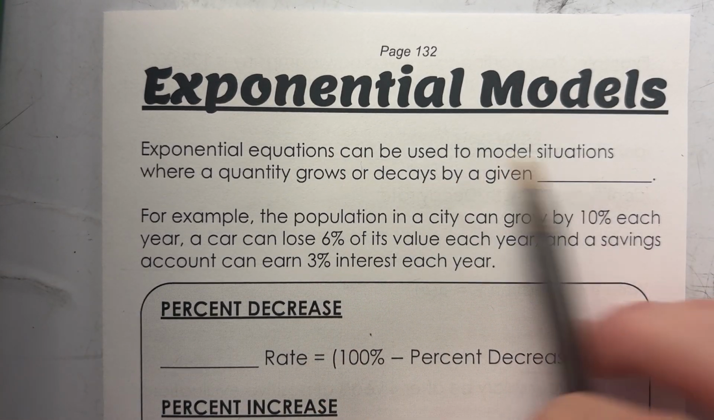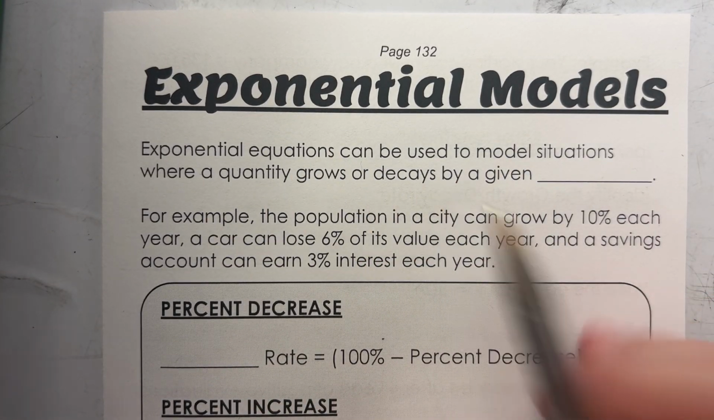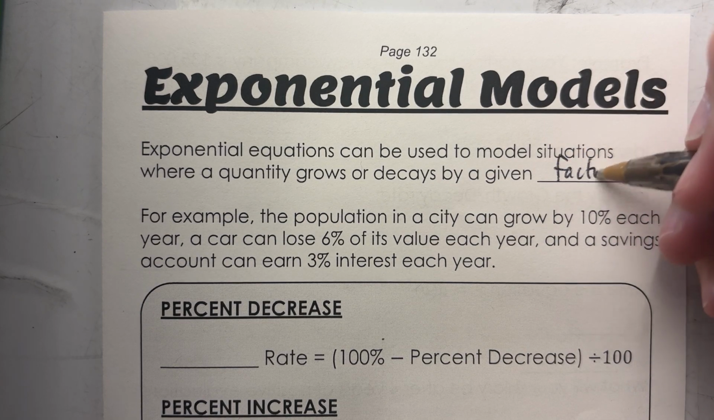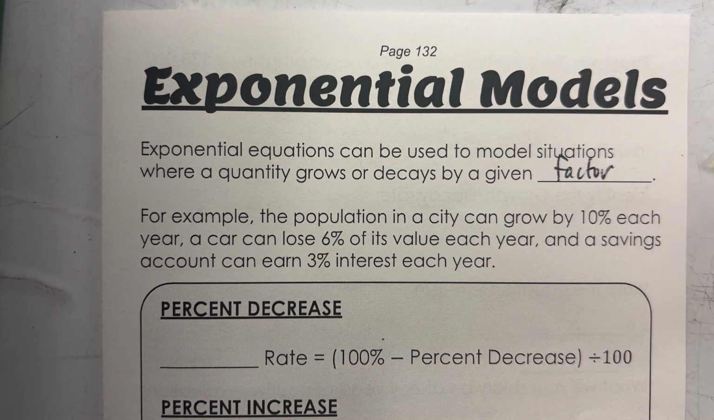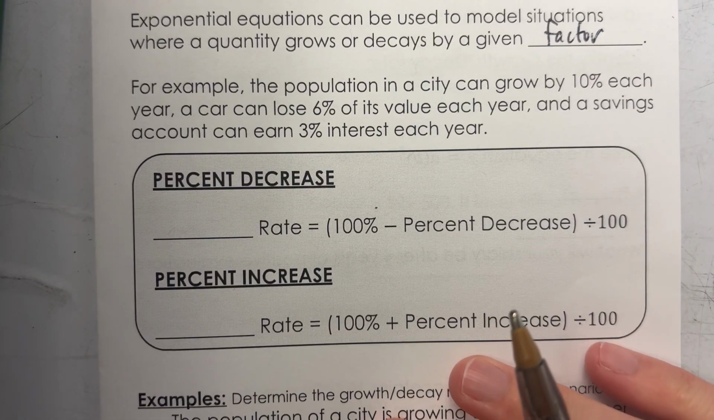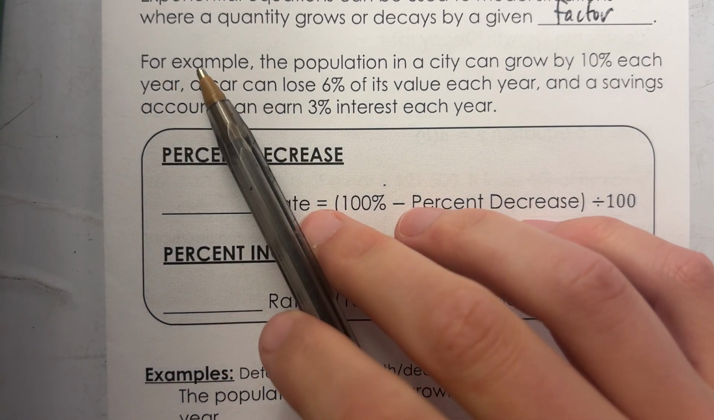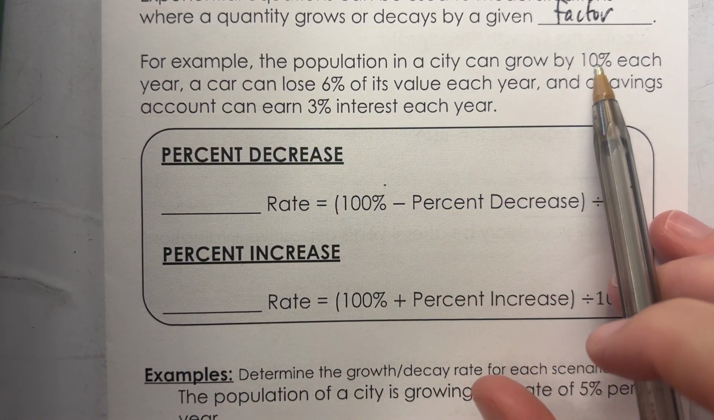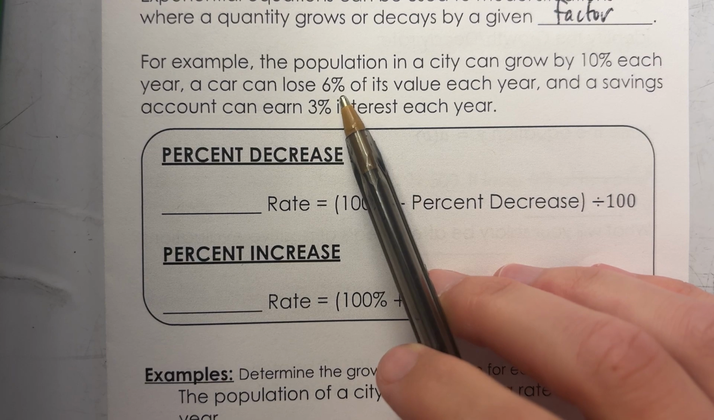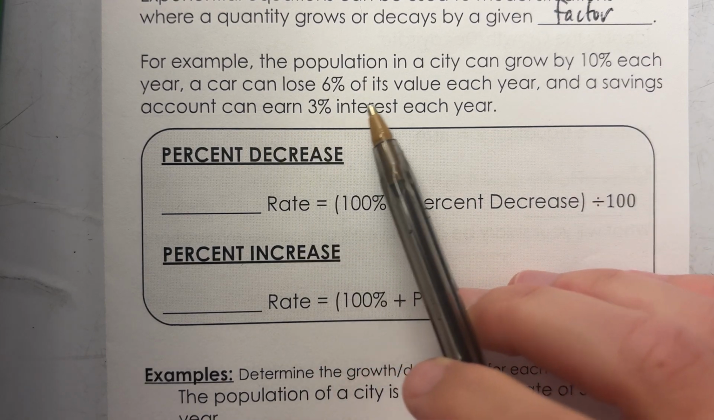Exponential equations can be used to model situations where a quantity grows or decays by a given factor. In this case, what we're doing is we're multiplying. So we're going to end up multiplying a number. I'm going to give you the short version of the notes, but here we go. Examples are the population in a city can grow by 10%, a car can lose 6% of its value each year, or a savings account can earn 3% interest each year.